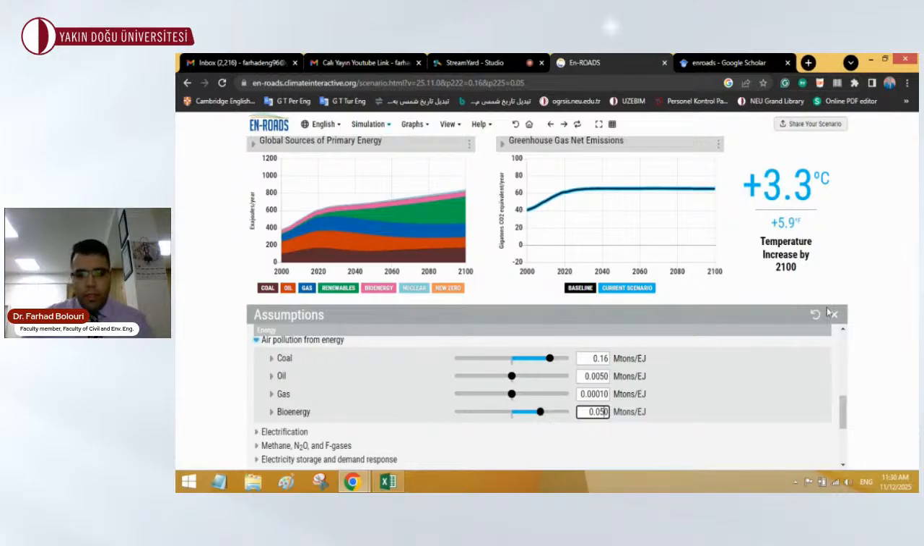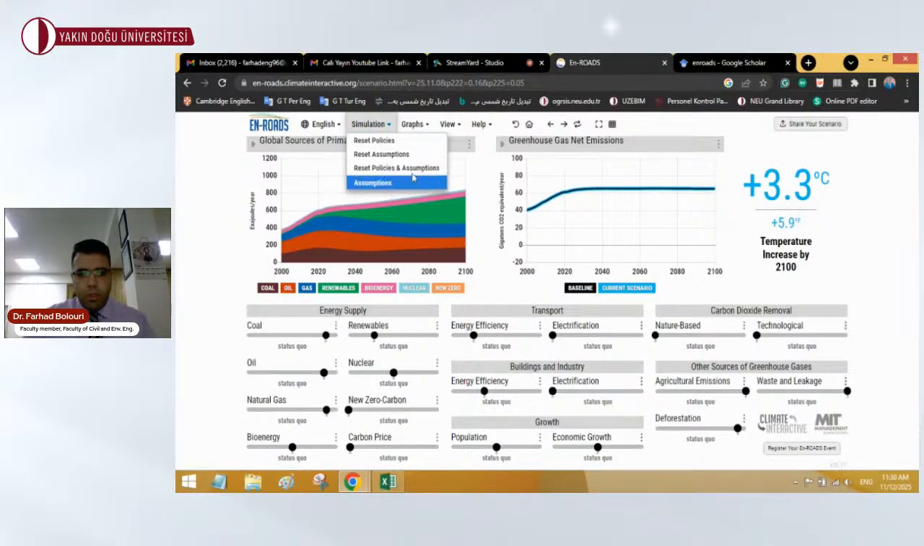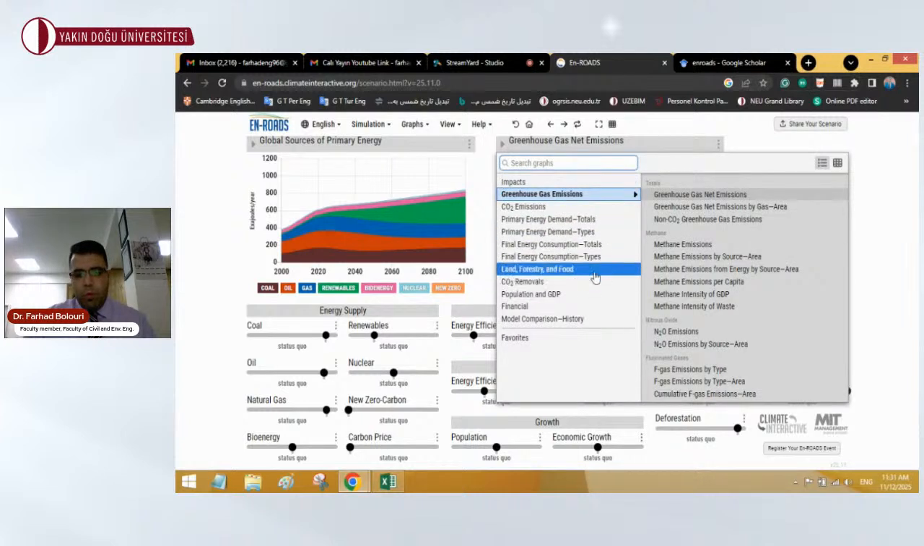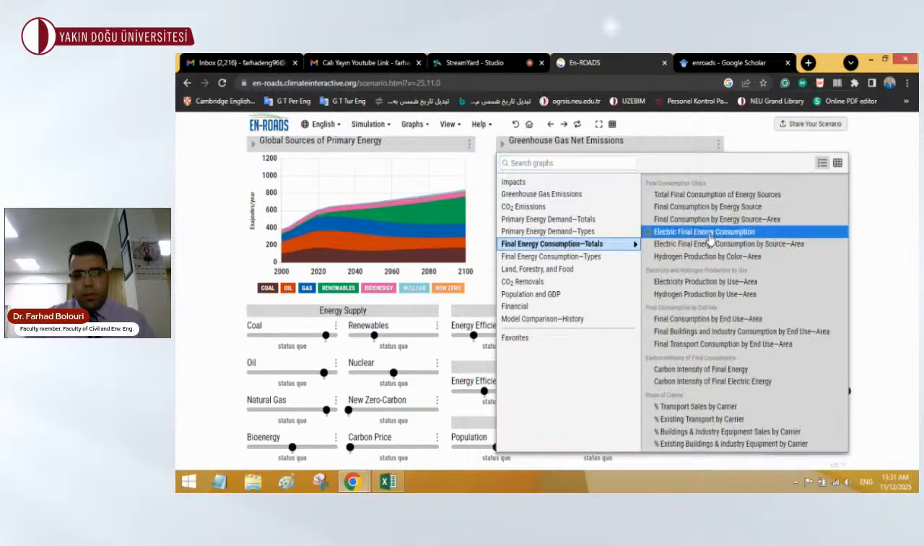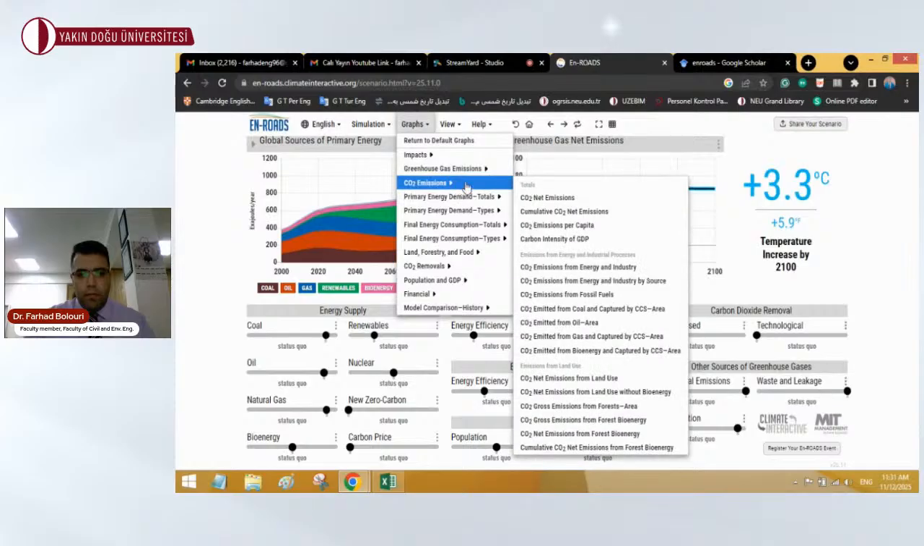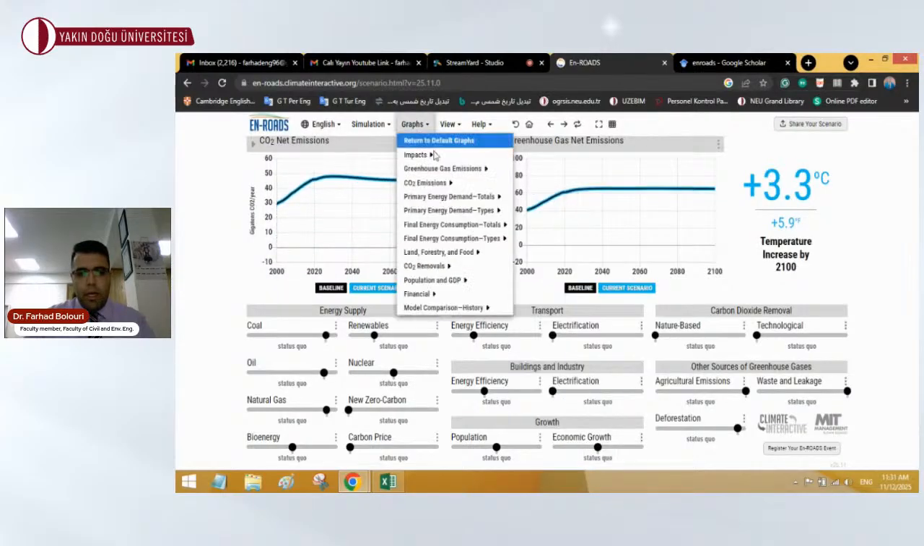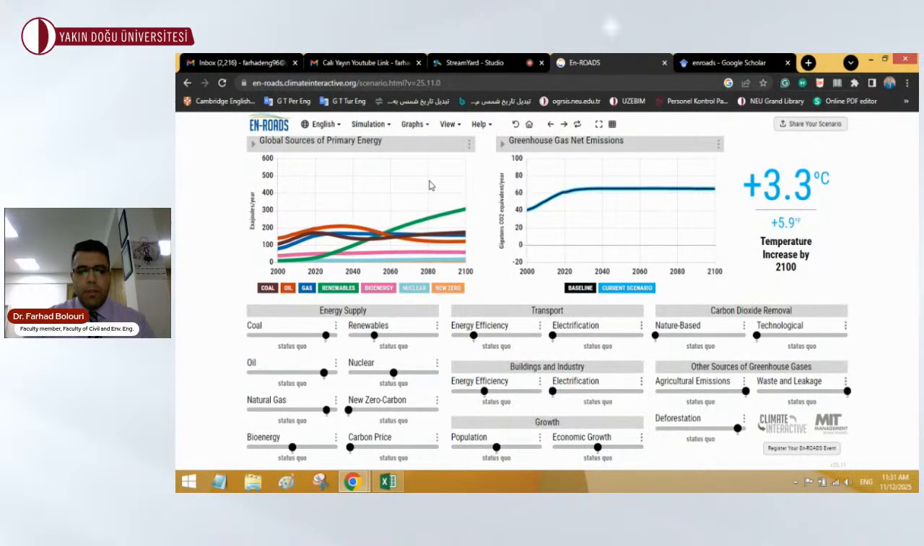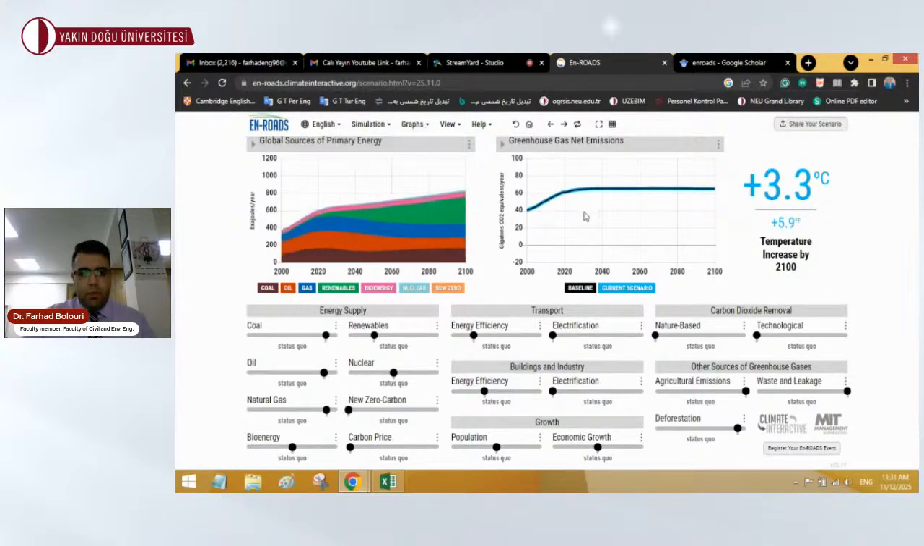Yes. You can change, and if you change assumptions, this one will be in blue color because it shows that you changed something. But if you reset them, everything will be reset for you. For the graphs, from here you can change. They have more than 100 graphs, and you can choose each one you want. Or from here, you can change it to each graph that you want, for example, this one. And anything that you want, you can choose from here. I return to the first ones.